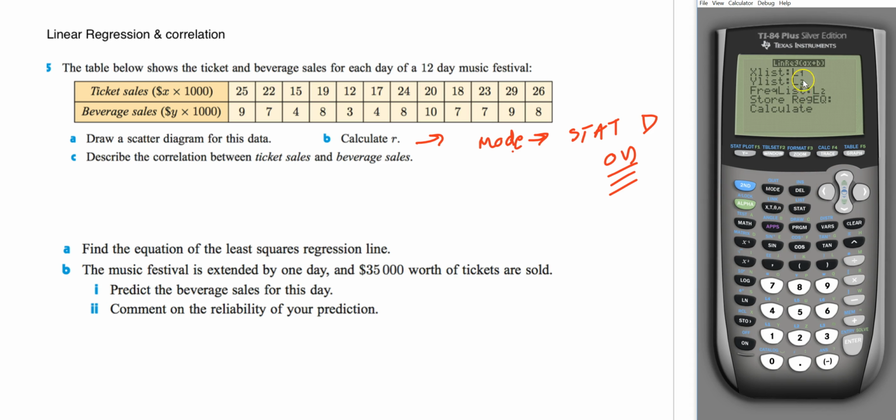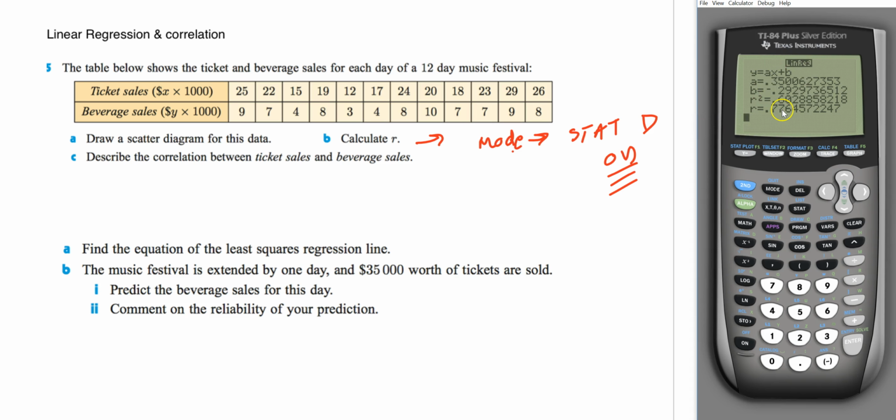L1, L2, we do have L1 to L2. Now here's very important, guys. Frequency lists, this is not a frequency list, right? It's tickets and that's beverage sales. So we're going to clear that, make sure it's not there. So no frequency list, unless it specifically says, hey, this is the frequency of this thing happening. Store regression, that's if you want to make a line out of it, you do alpha Y1 or whatever. You don't need to do that, leave it blank. Anyway, hit calculate, and it calculates it for you.